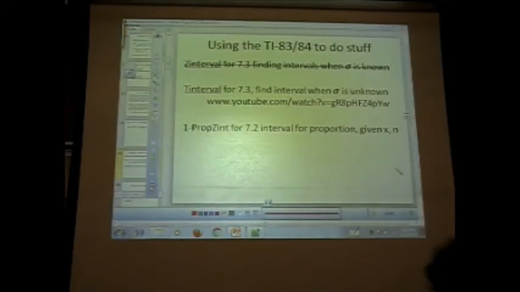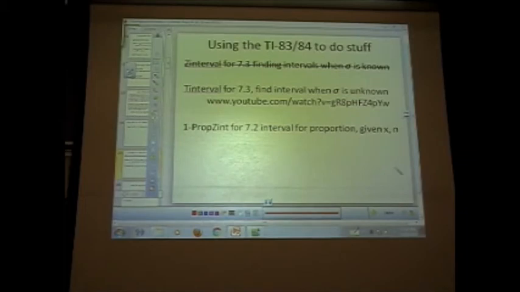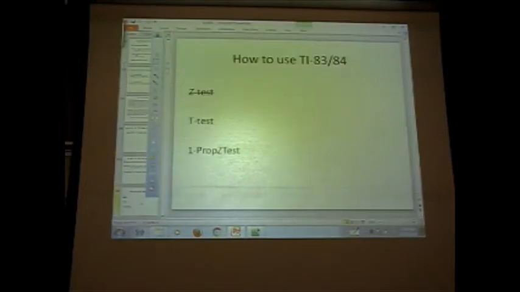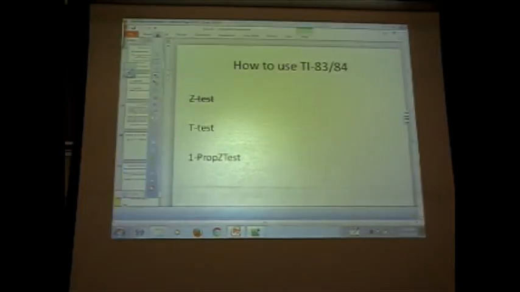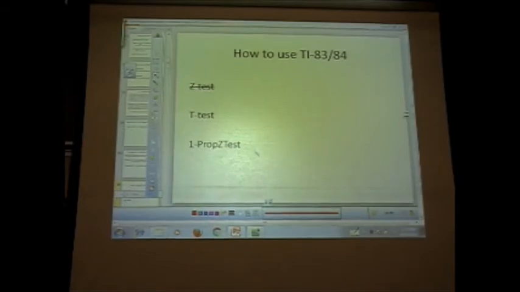Using the TI-83, 84 to do stuff. So you can use T interval for intervals if it's a mean. If it's a proportion, then you would use 1-PropZInterval. However, I'm still going to make you find your margin of error and everything else. So this is more of a double check than anything else for you guys. And then for a test, you do T-Test and 1-PropZTest.